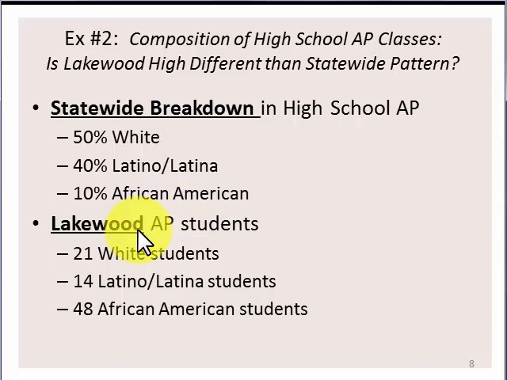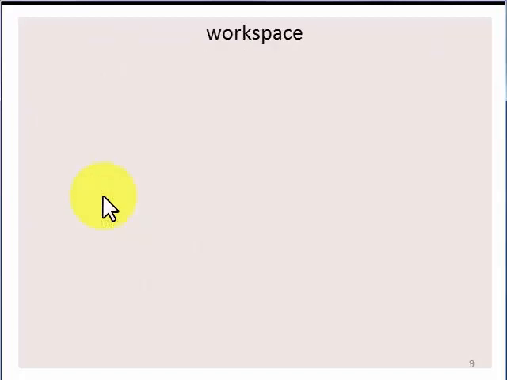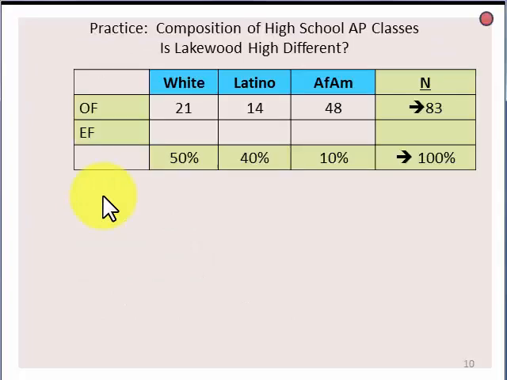At Lakewood, because you're near water, you have 21% white students, 14% Latino, Latina, and then 48 African American students. So it would appear that this pattern is different, right? We have more African Americans. So let's see if the chi-squared validates that. A little workspace for you to enjoy. You can fill this in as we go along.